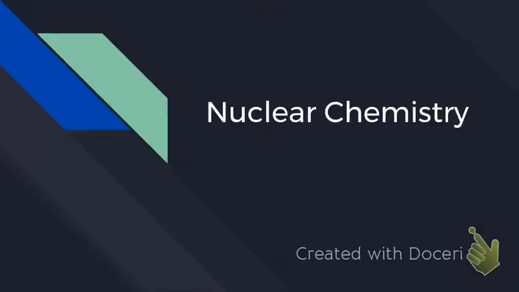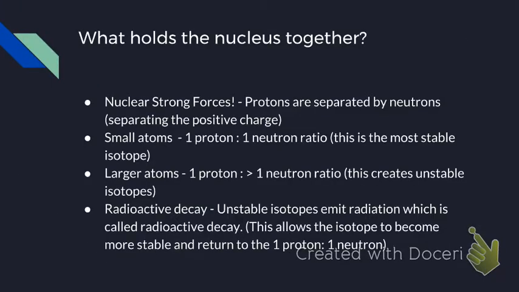All right, today we're going to talk about nuclear chemistry. So nuclear chemistry has to do with the chemistry of the nucleus. And in the nucleus, you have two subatomic particles, protons and neutrons. The first question we want to ask is, what holds the nucleus together?